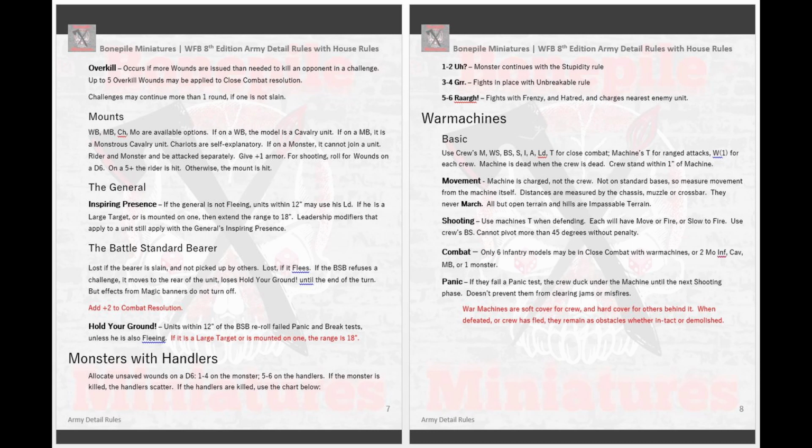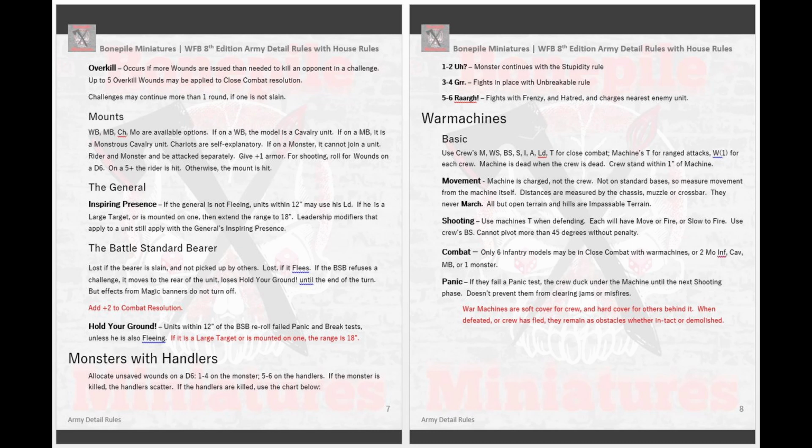It says that if a Battle Standard Bearer is a large target or is mounted on one, the range for this rule is 18 inches. And we added that to be consistent with the Inspiring Presence rule for generals, which also increases to 18 inches under those circumstances. And then after characters we come to monsters. We did not change anything with that. It was tempting to change the Killed Handler reaction table, but we haven't changed anything with that up to this time.